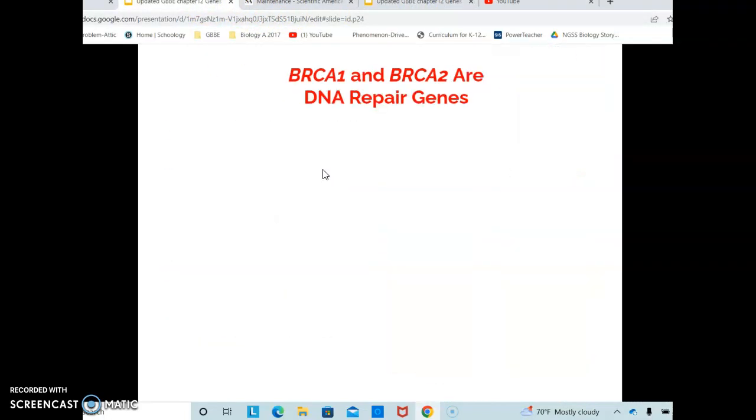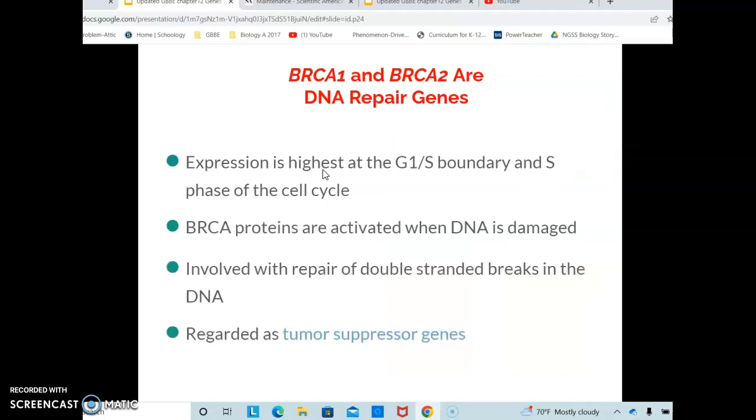Okay. So in terms of this here, you can kind of see the expression is highest in the G1 and S phase of the cycle. And the BRCA proteins are active when DNA is damaged. So these are kind of the repair departments. If the P53 is working properly, and this is working properly, when there's a mutation in this area, it gets repaired. But if the BRCA proteins are not functioning and made properly, kind of like going back and looking at the RAS, it's going to lead to abnormal cell growth.